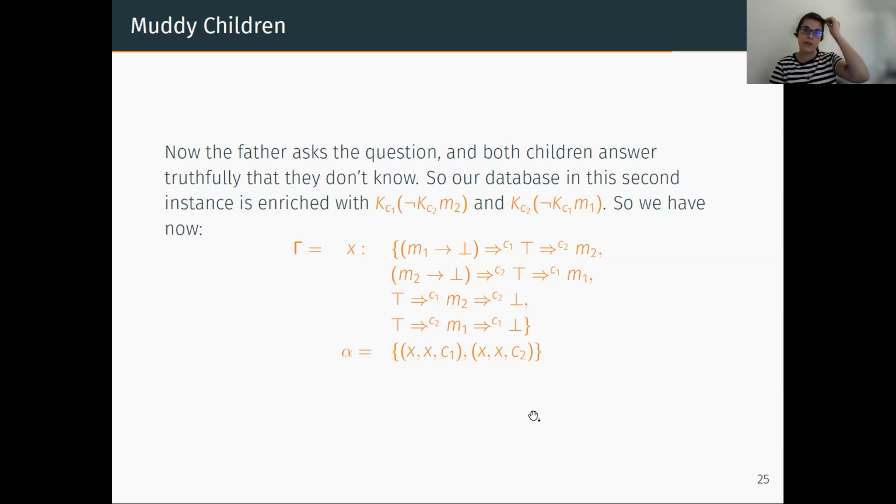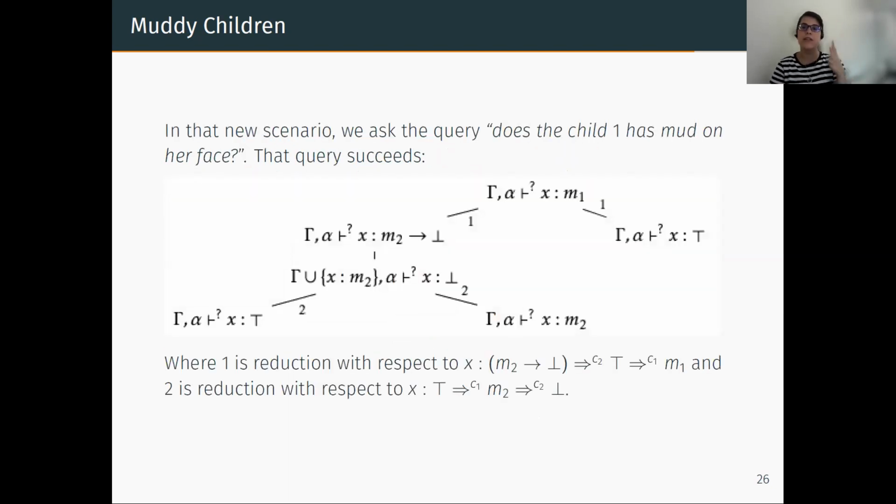So what happens now? In this scenario, if we ask the query, does child 1 have mud on her face, that query is going to succeed. Basically, we start with our initial goal. We're asking for M1 with our database, and then we can apply the reduction rule with respect to these formulas. Because we only have one label in our database, but that label is actually linked, because of reflexivity, we can apply reduction and ask for each of our antecedents in the same rule. This branch, of course, succeeds because it's top.